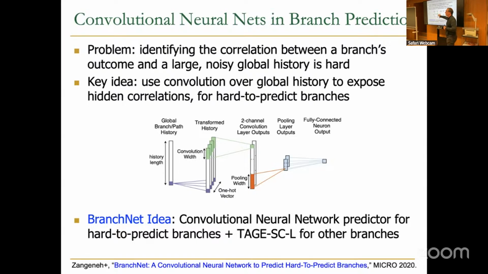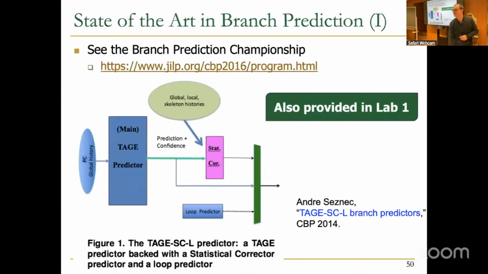So this is trained offline. You actually set the weights offline because online training is very expensive. And hopefully, assuming you set the weights nicely, you get better prediction accuracy. That's what this paper shows. And they use Tage SCL for all other branches, which is this.